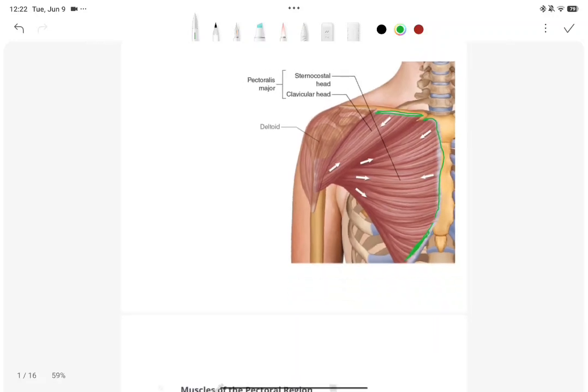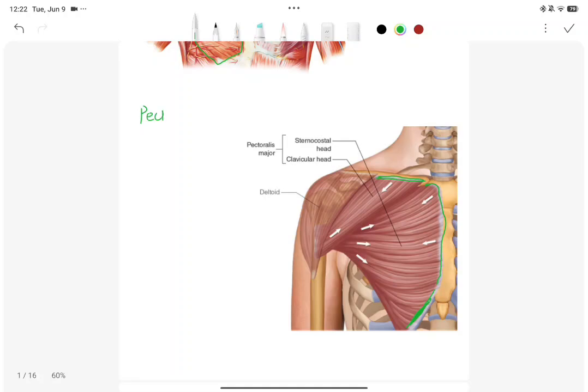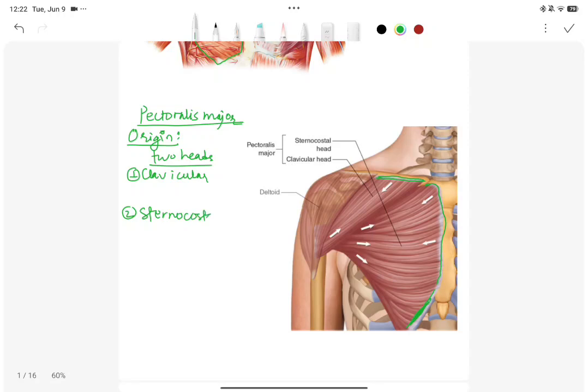So pectoralis major has two heads. At its origin it has two heads, meaning two heads. One is the clavicular head, and one is the sternocostal head. So there is the clavicular head and the sternocostal head.